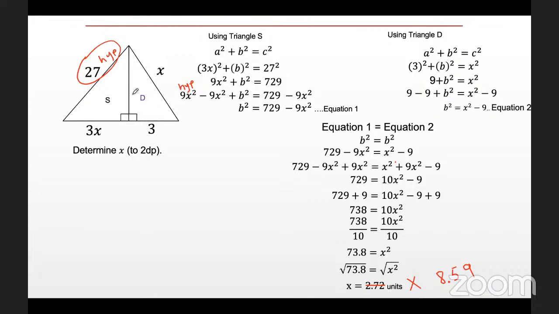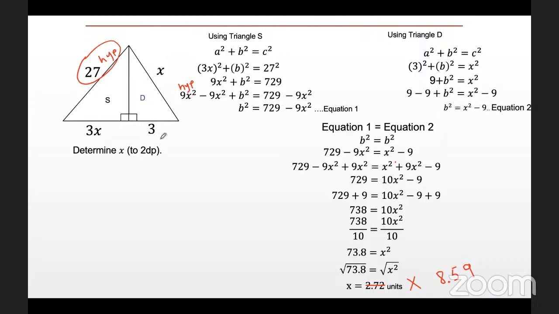Somebody write in the chat for me, how would you use Pythagoras' theorem using triangle S? How would you represent the length of that unknown side, using your Pythagoras' theorem? How would you write it? Type it in the chat, or say it, whichever one is easier. How would you represent that unknown side, the one that we're calling B, using triangle S?